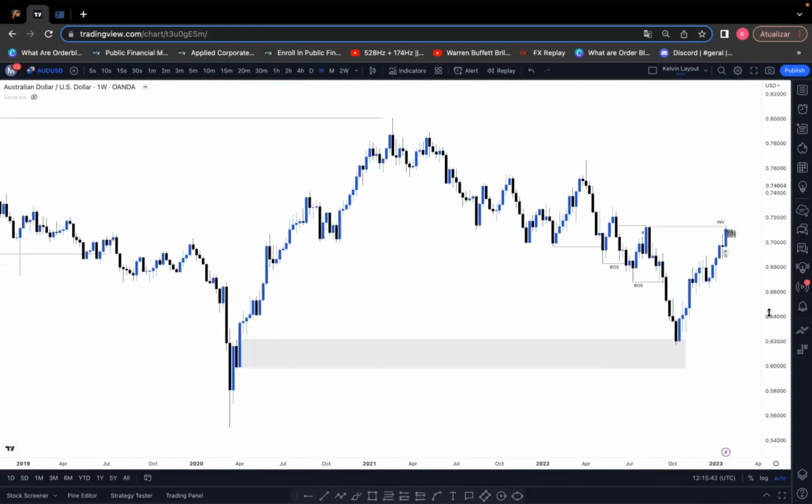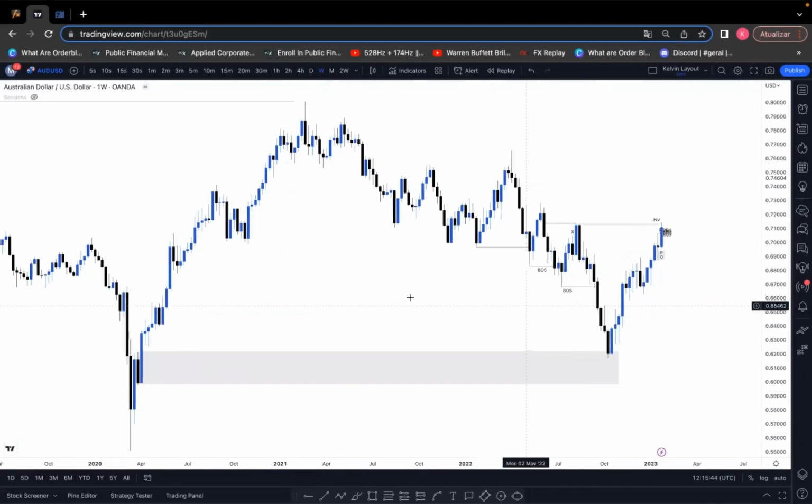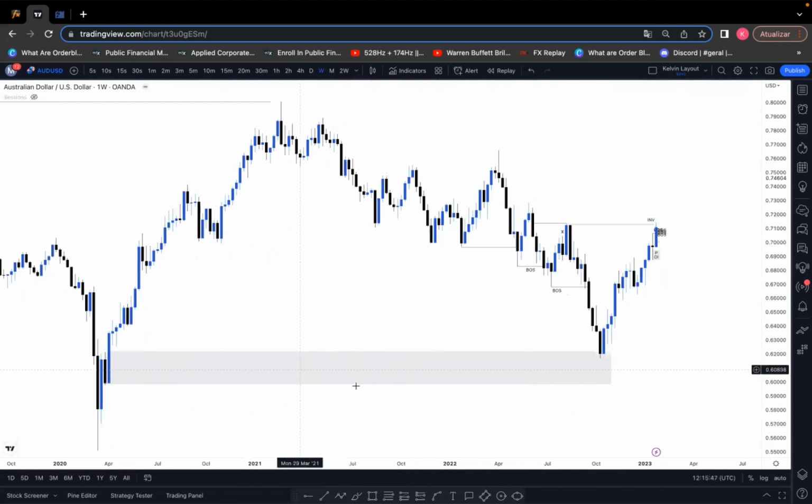Here we are on Aussie dollar, and as we've seen on the previous videos, price came to this weekly point of interest. They have left imbalance, so price came here, tapped perfectly, and pushed all the way to the upside.